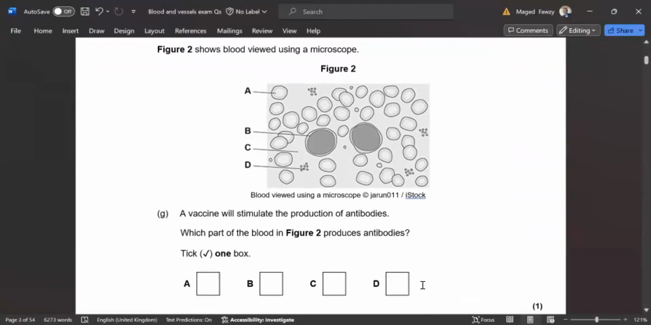Figure 2 shows blood viewed under a microscope, and a vaccine will stimulate the production of antibodies. Which part of the blood produces antibodies? Which part of the blood produces antibodies, guys?